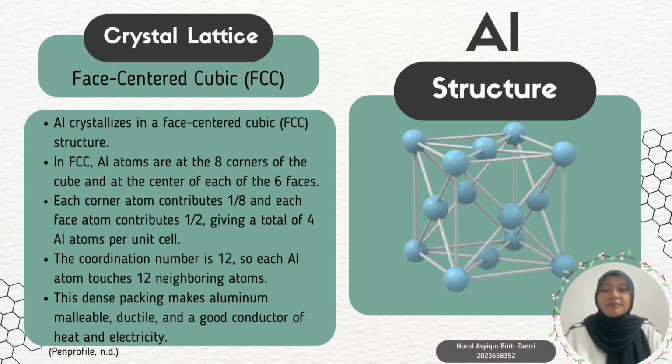The coordination number in an FCC structure is 12, meaning that each aluminium atom is in contact with 12 neighboring atoms. This dense atomic packing is responsible for aluminium's physical properties. It makes aluminium malleable and ductile, and also allows it to conduct heat and electricity efficiently, which is why aluminium is widely used in many industrial and everyday applications.